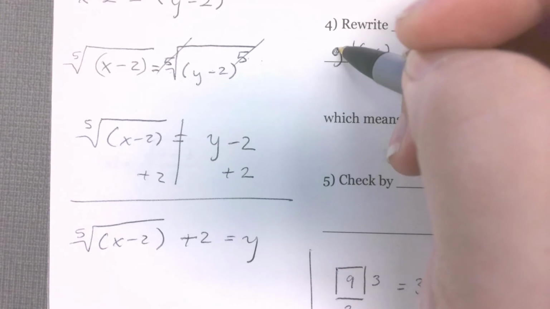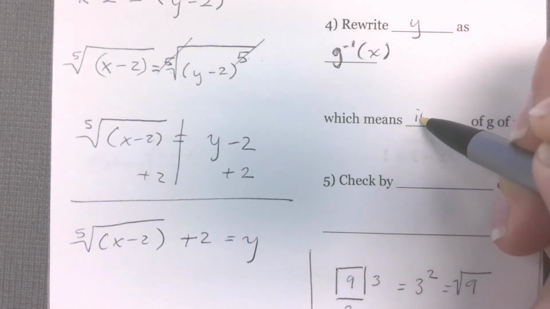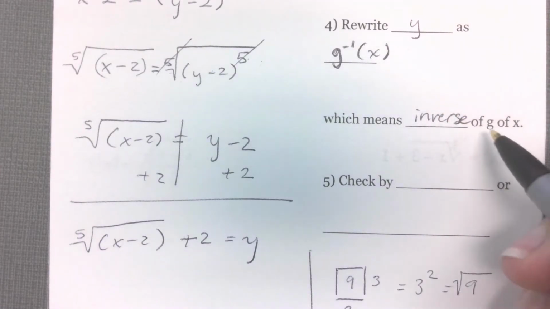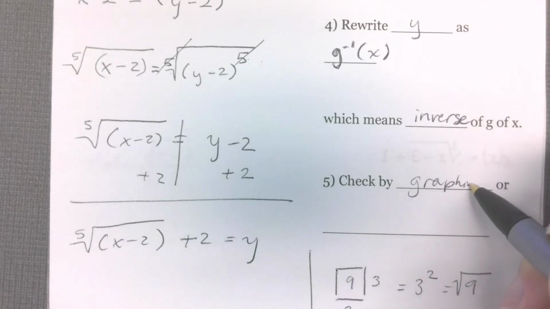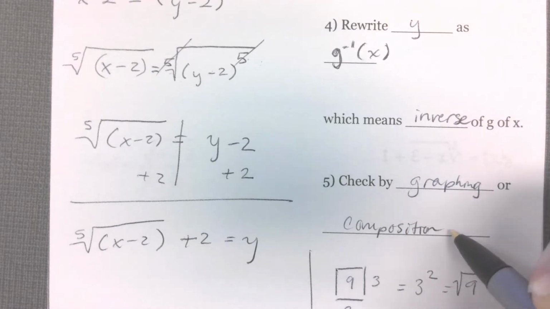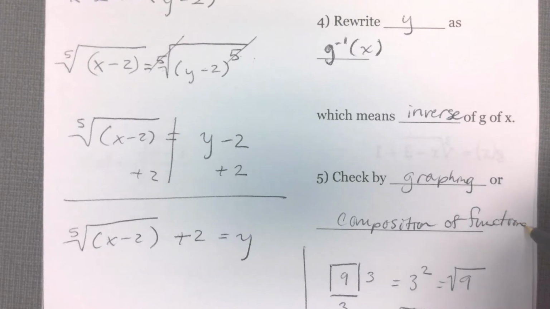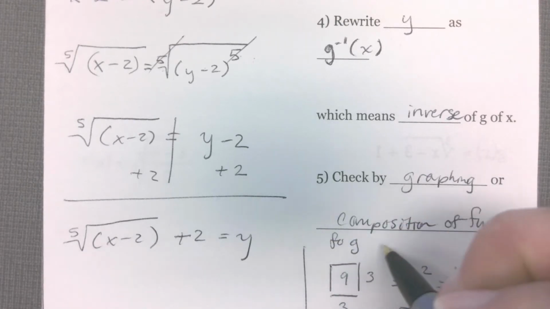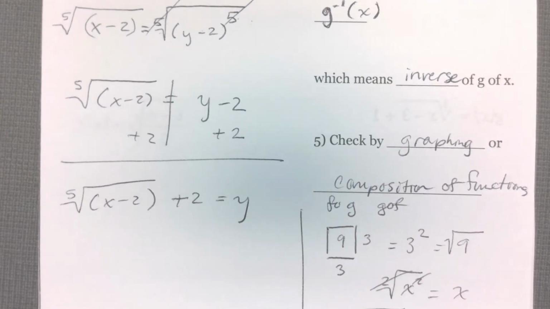So that's just g to the power of -1 of x, and it means inverse of g of x, and you can either check it by graphing it, or you can do composition of functions, which you guys might think of as f of g and g of f. Okay? Now, I'm going to show you how to graph it real quick. I don't expect you to, but if you're taking a test, 100% grab that calculator and check it.